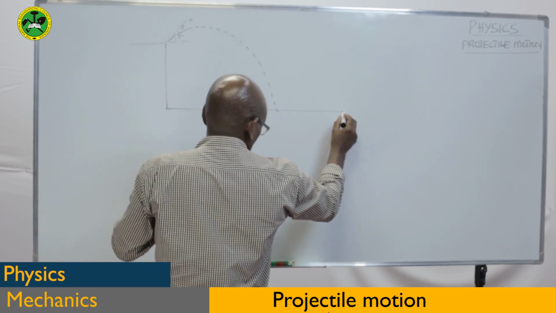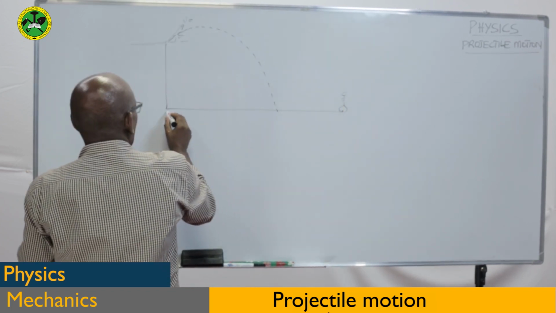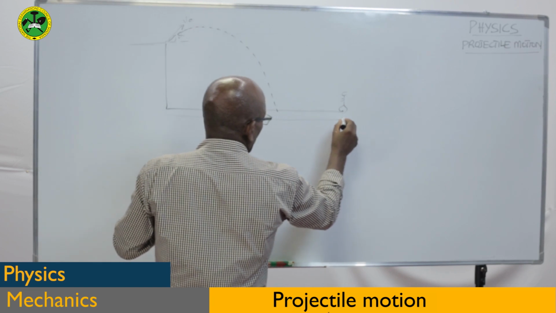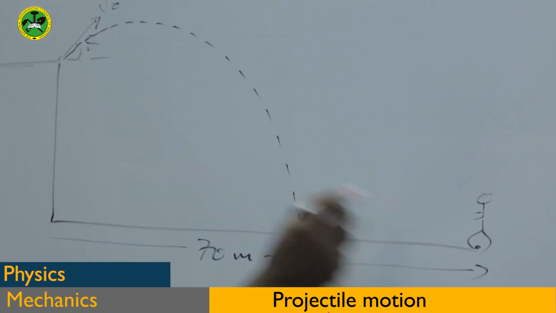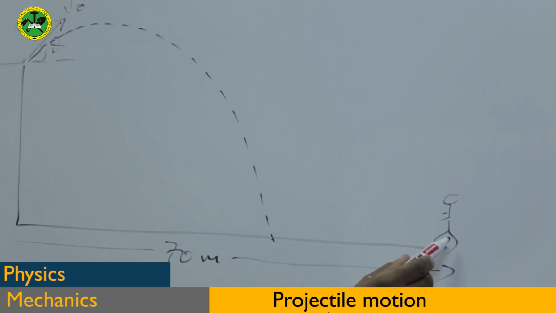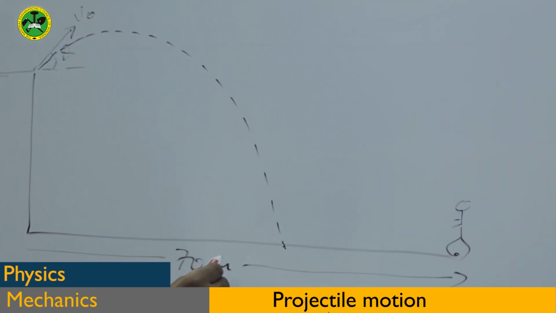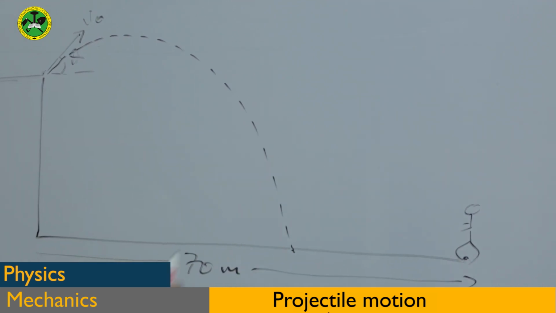Now there is another boy there, at a distance of 70 meters. At the moment the ball is kicked, he begins to run towards this direction. Now with what speed should this man run in this direction, so that at the moment he reaches here, the ball also reaches there?